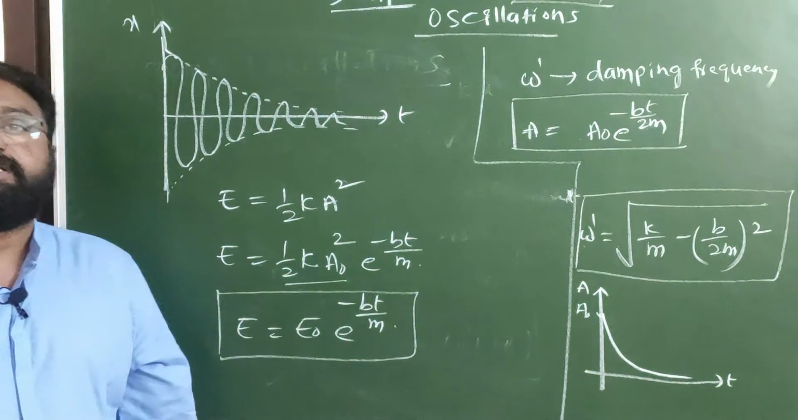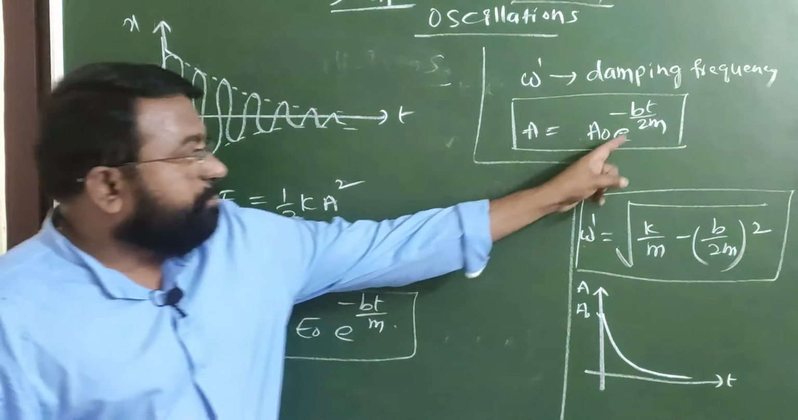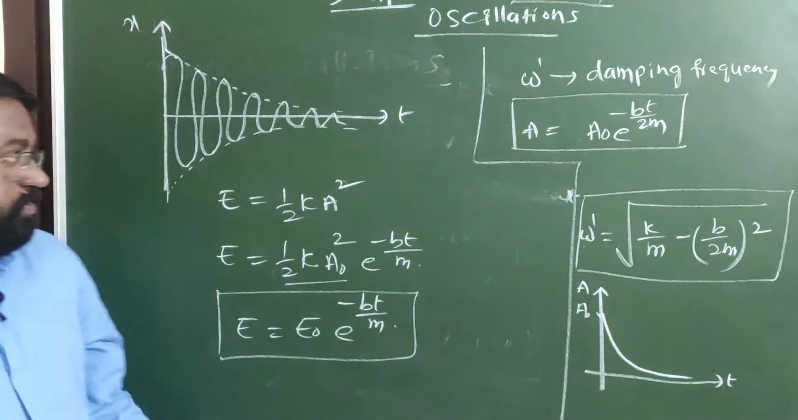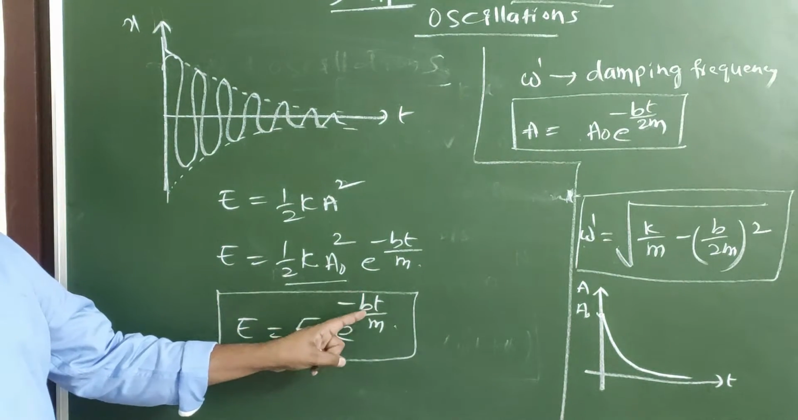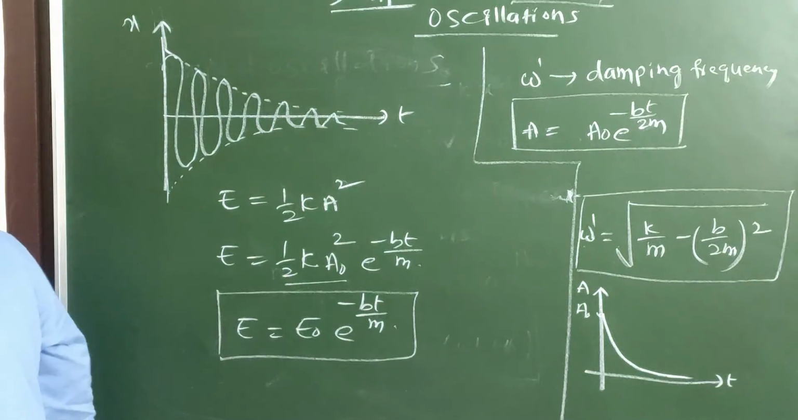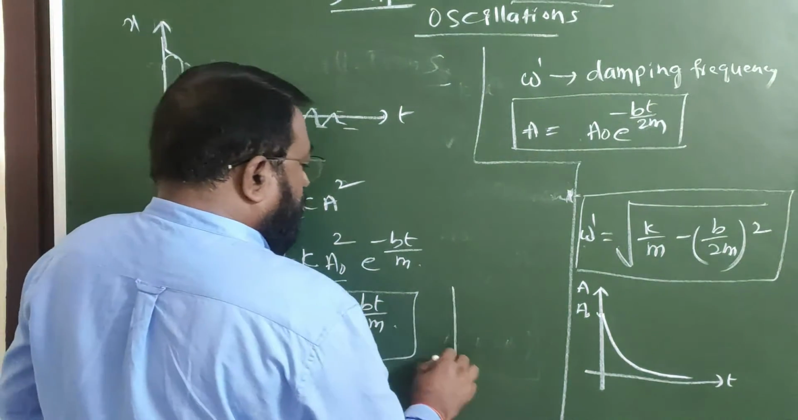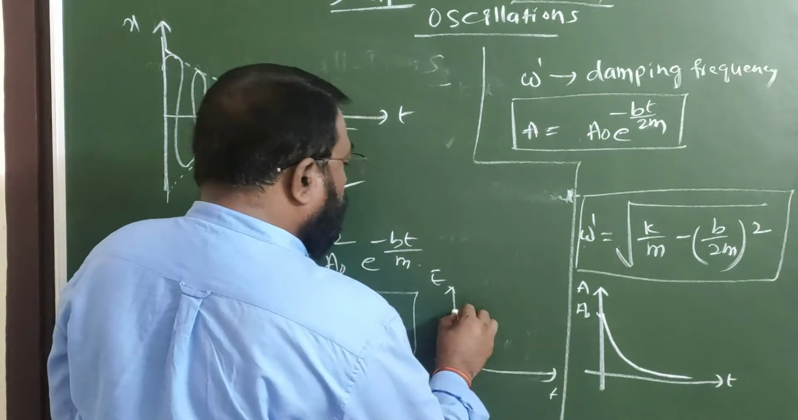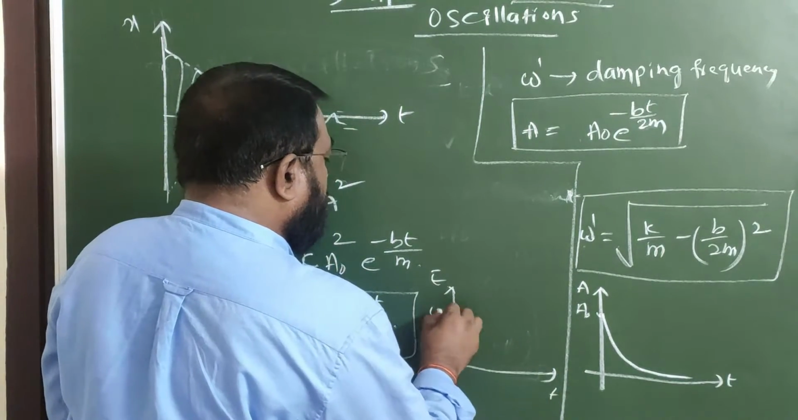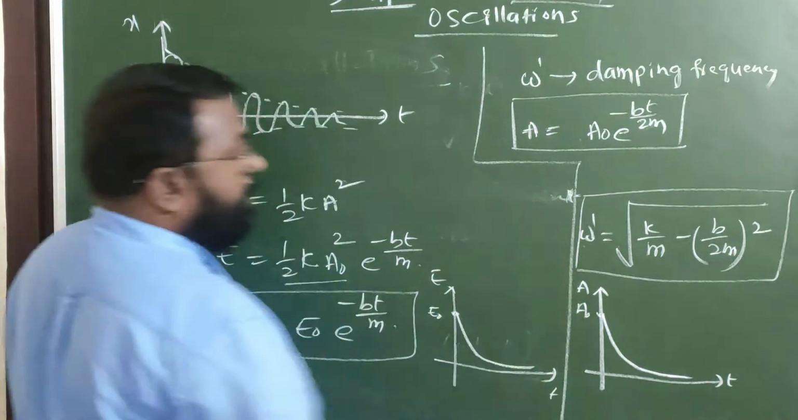Here b by m is the damping constant in the energy term, whereas in the amplitude term the damping constant is b by 2m, and b is the damping coefficient. This is the energy. If you draw the graph between energy and time, the initial energy is E naught, and it also decreases exponentially like this.